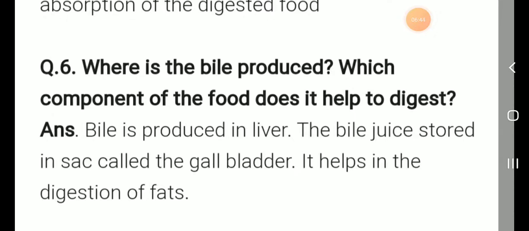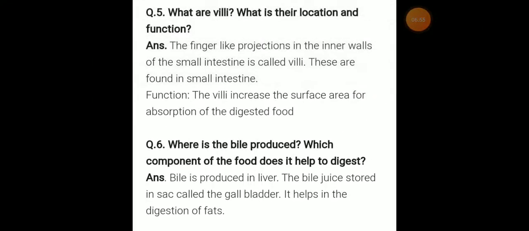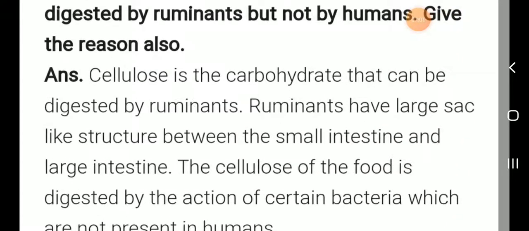The bile juice is stored in a sac called the gallbladder. It helps in the digestion of fats. What is the main function of the gallbladder? Mainly, it helps in the digestion of fats.